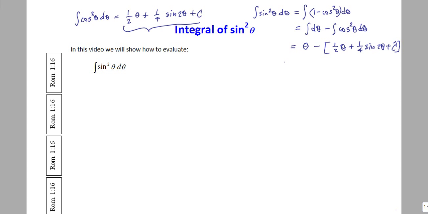And so now if I distribute that minus in, we're going to get a theta from this term right over here minus a half of theta. So 1 theta minus a half is going to be a positive a half theta. So we're going to get a positive a half theta here, and then minus a quarter of sine of 2 theta, and then minus c hat we'll just write as plus c. Okay, so we already have the answer very simply, given the fact that we did the work previously for the integral of cos squared theta d theta.